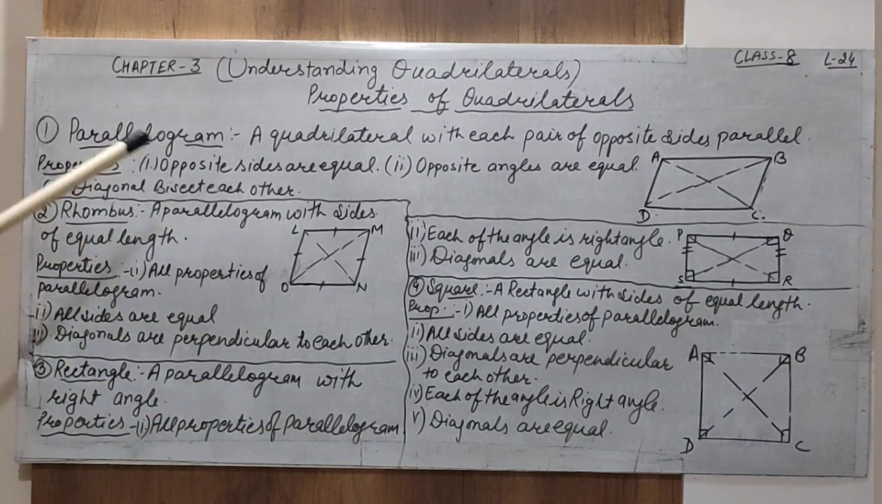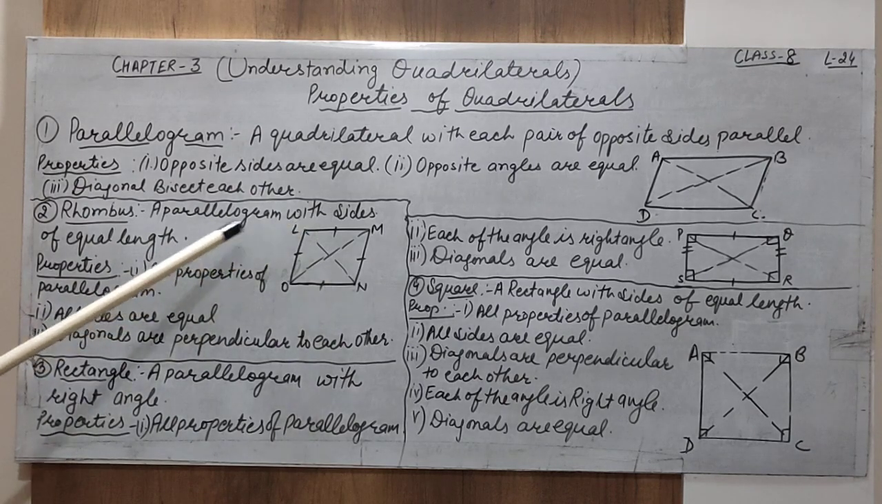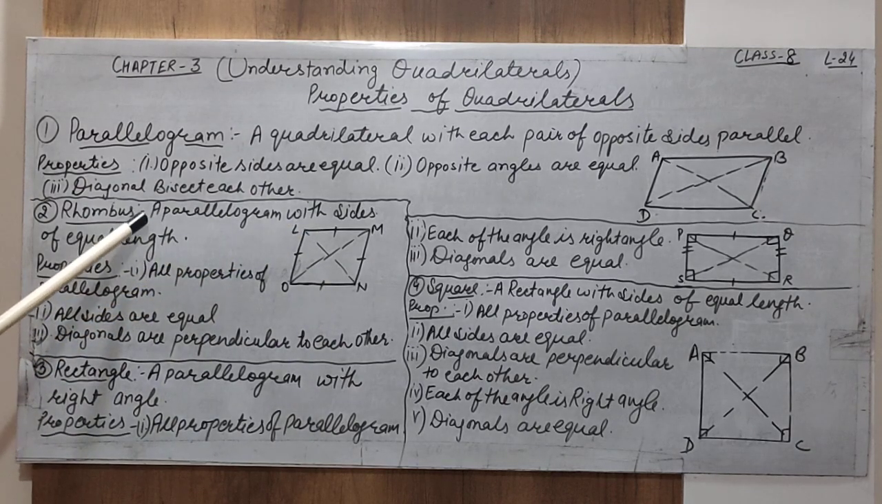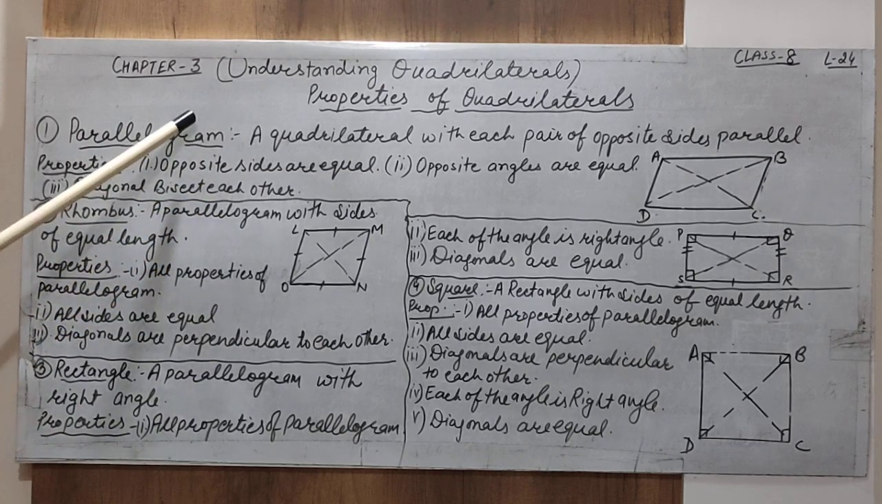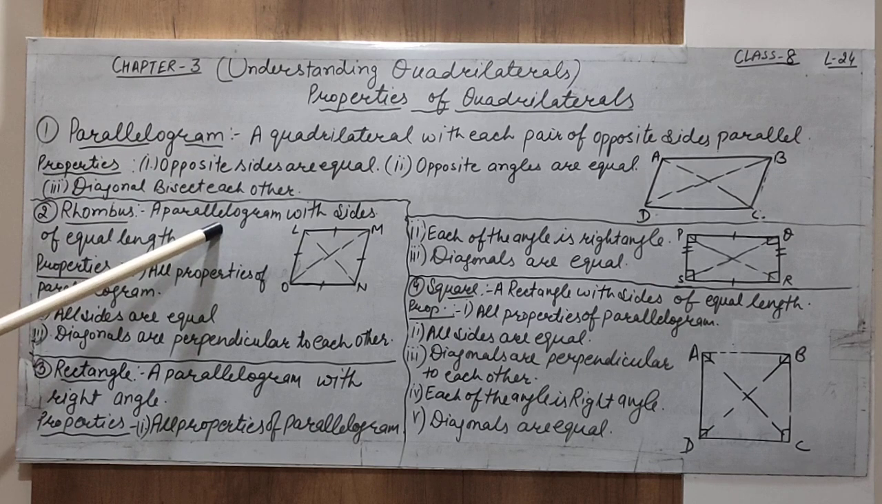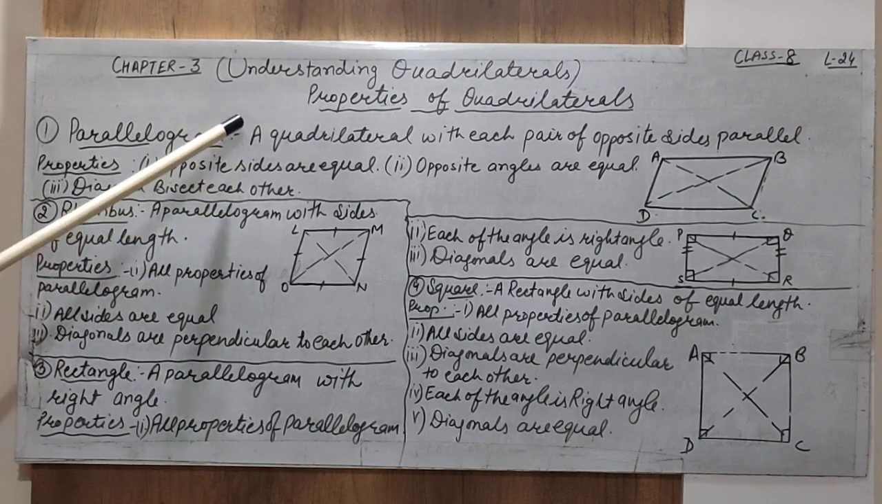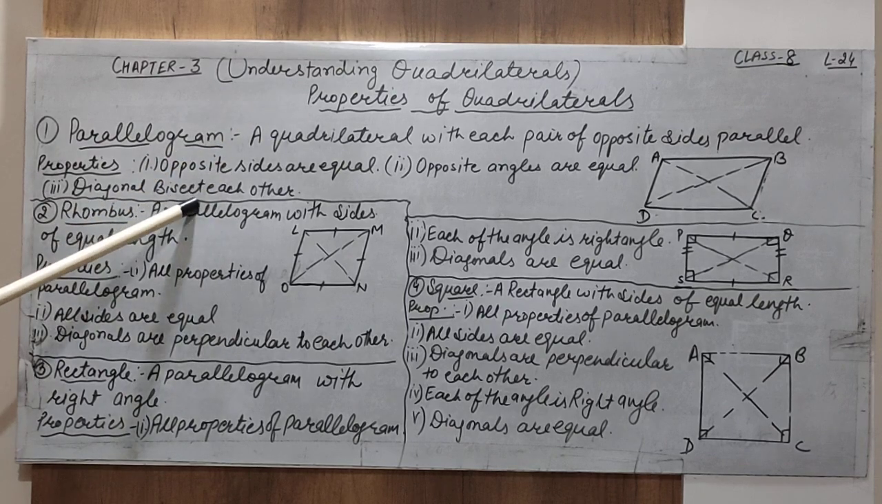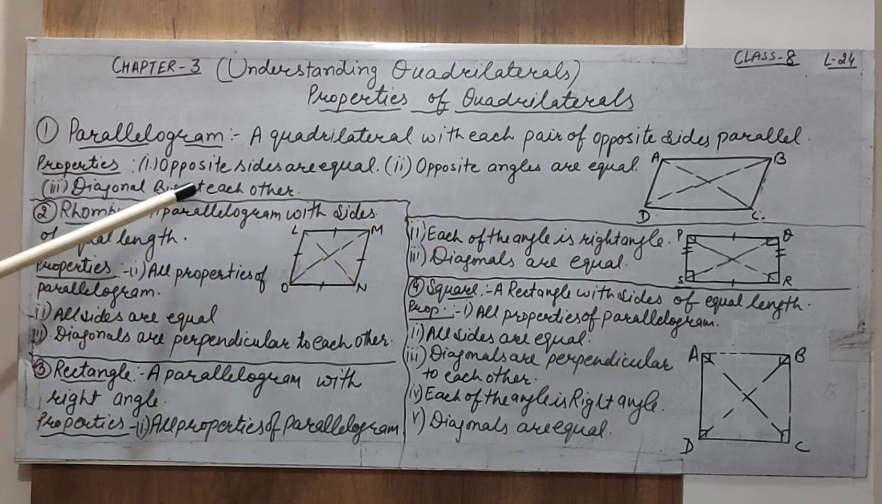Next quadrilateral is the rhombus. The rhombus is a quadrilateral, that is, a four-sided figure. Definition: a parallelogram with sides of equal length. This means a rhombus is also a parallelogram. That is, all the properties of the parallelogram are used in the rhombus. Opposite sides are equal, diagonals bisect each other, opposite angles are equal. All these properties are also satisfied in the rhombus.